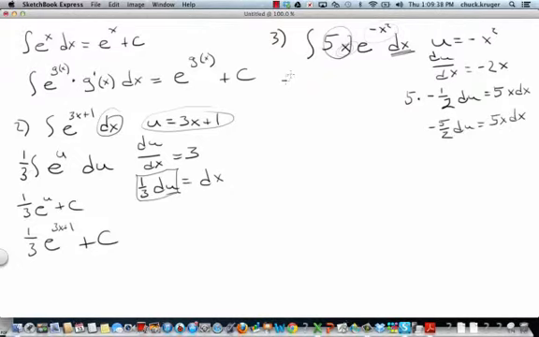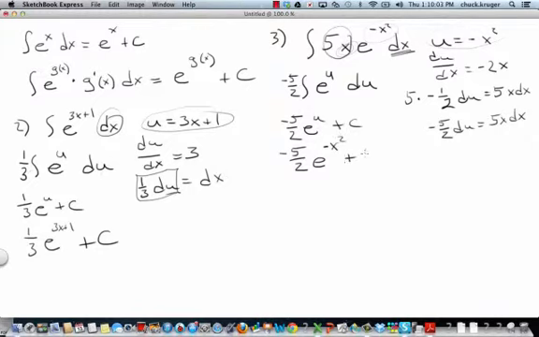So it's going to look like this, a negative 5/2, integrate. Here's my du. My e, and u replaces negative x squared. And so when I take the antiderivative, I'm going to have a negative 5/2 e to the u plus c. Well, what's u? u is negative x squared plus c.